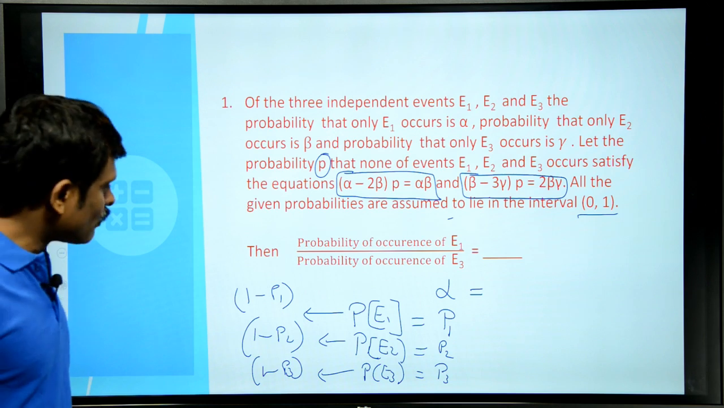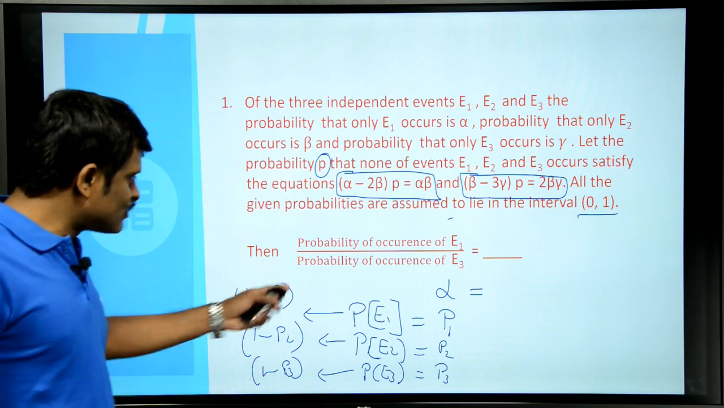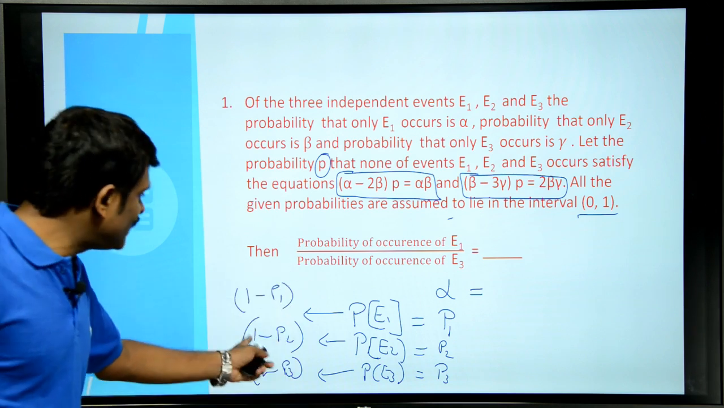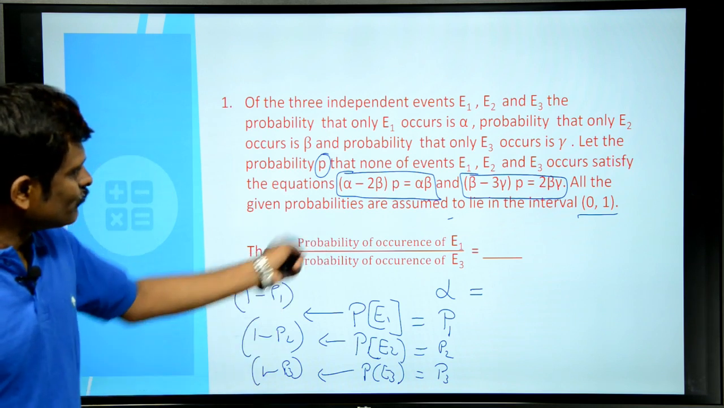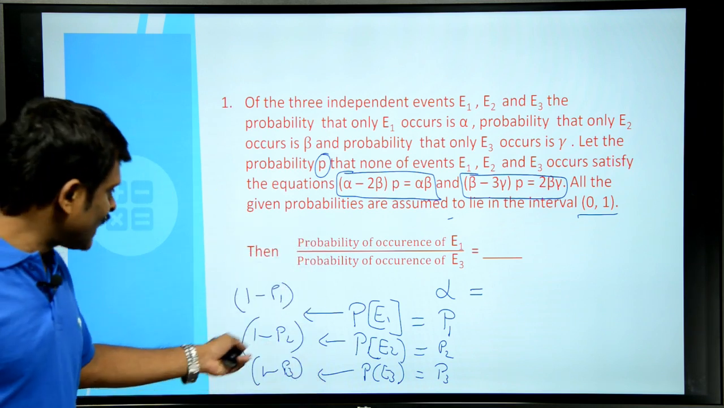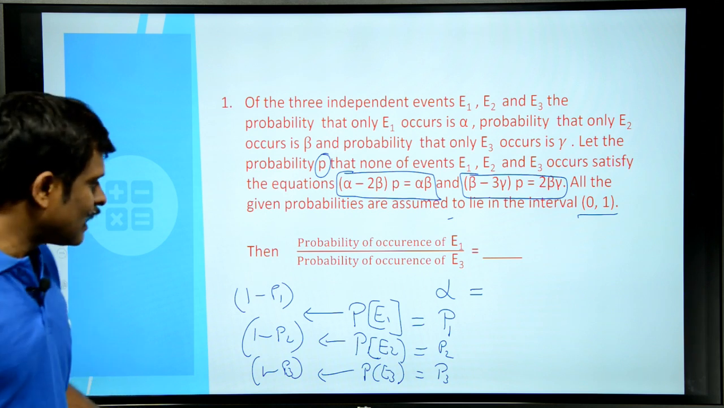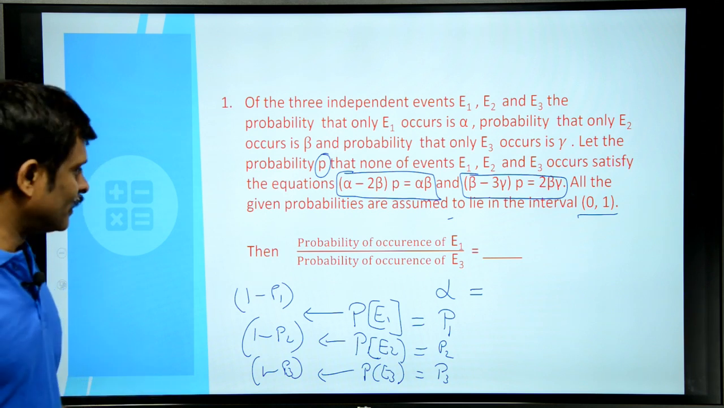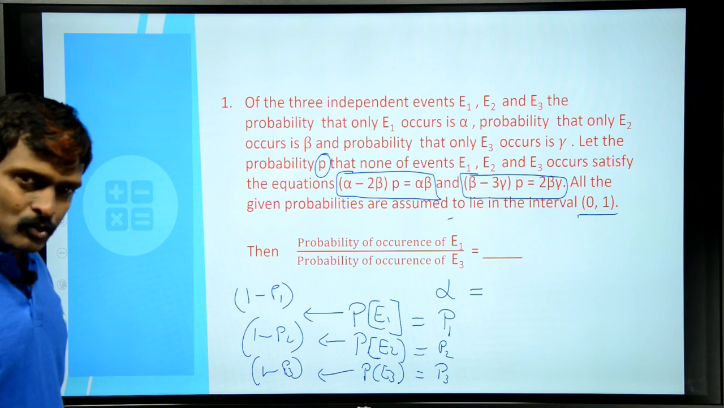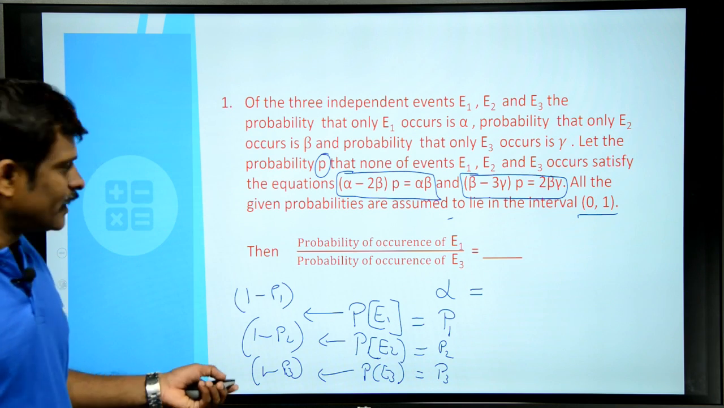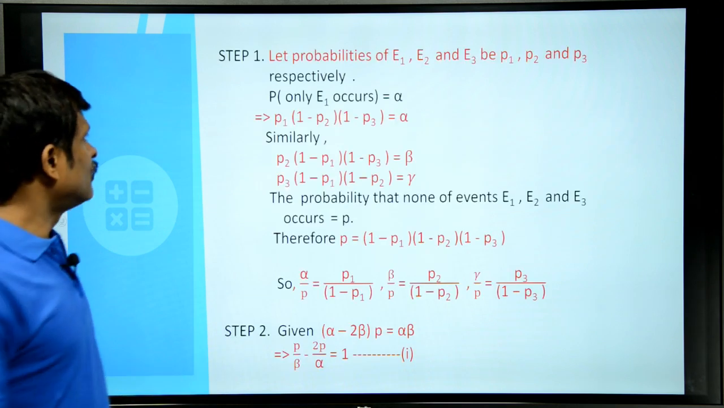So, these are the probabilities when each of them are not happening. So, alpha will be equal to the product of these two, like probability of that to happen times when E2 is not happening and when E3 is not happening. Similarly, for probability of E2 also and probability of E3 also we can say. So, what is happening here?